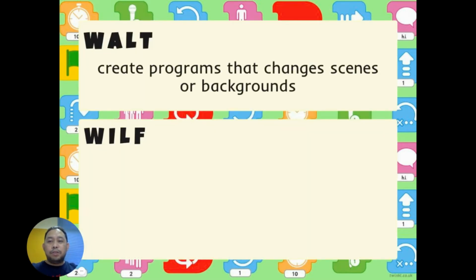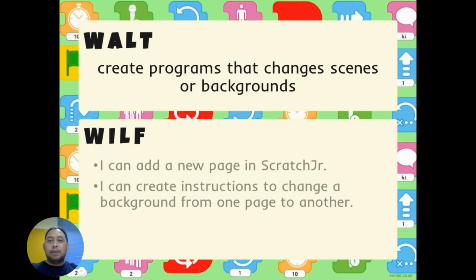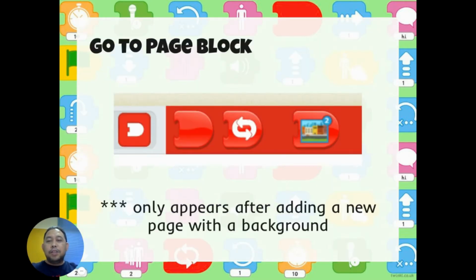Today, we are learning to create programs that change scenes or backgrounds. What I'm looking for, I can add a new page in ScratchJr. I can create instructions to change a background from one page to another. Changing background in Scratch is done by using the Go to Page block, which will only appear after adding a new page with a background.